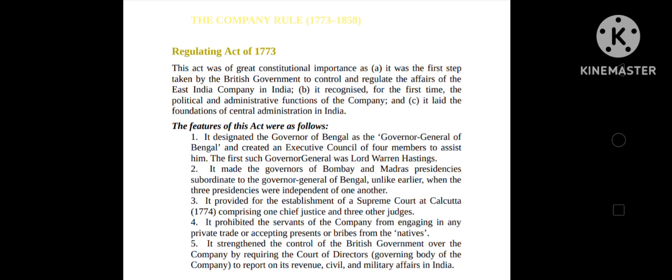It provided for the establishment of a Supreme Court at Calcutta in 1774, comprising 1 Chief Justice and 3 other judges. It prohibited the servants of the company from engaging in any private trade or accepting presents or bribes from the natives. It strengthened the control of the British government over the company by requiring the Court of Directors, the governing body of the company, to report on its revenue, civil and military affairs in India.